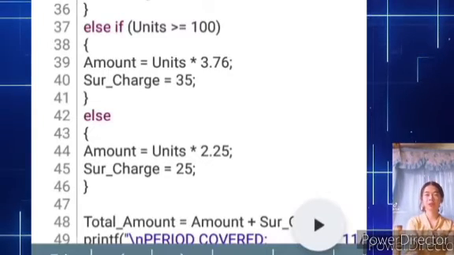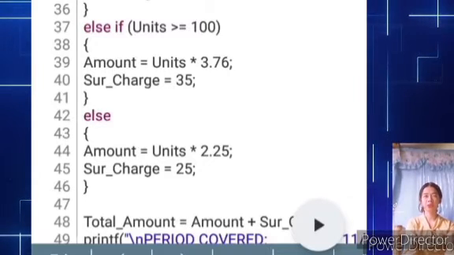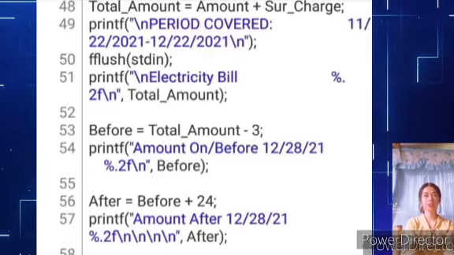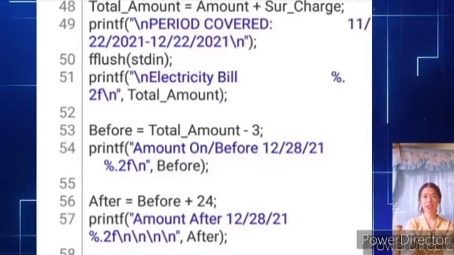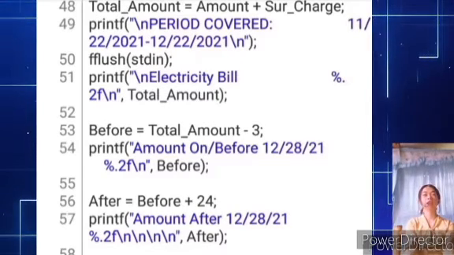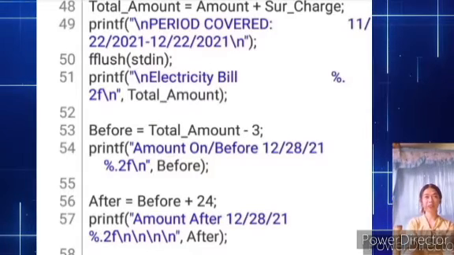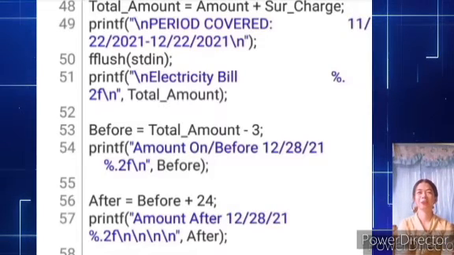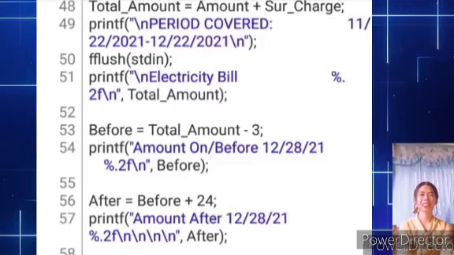Next, amount is equal to units times 2.25 and the surcharge is equal to 25. Total amount is equal to amount plus surcharge. Printf \n, electricity bill, %.2f and total amount. Before is equal to total amount minus 3. That minus 3 is the discount when paying before the given date.